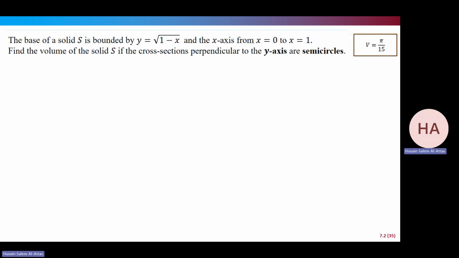Last one, then I will stop. Now the solid, but now the base is my circle. The base of the solid is bounded by this. What I have is my circle now.